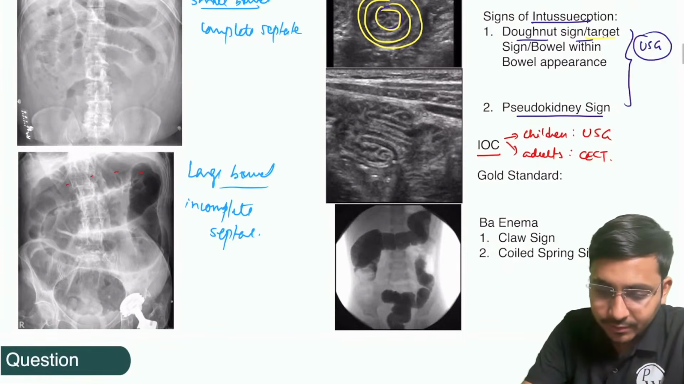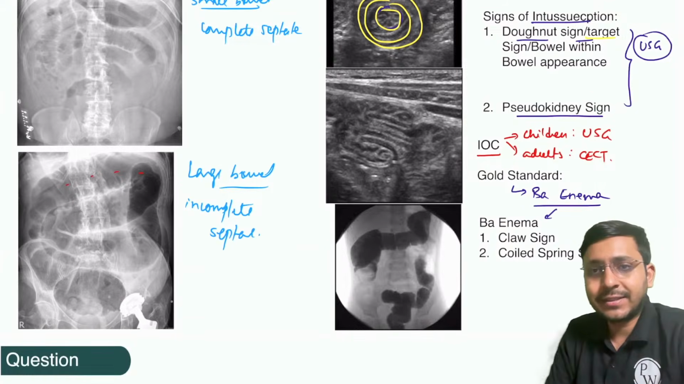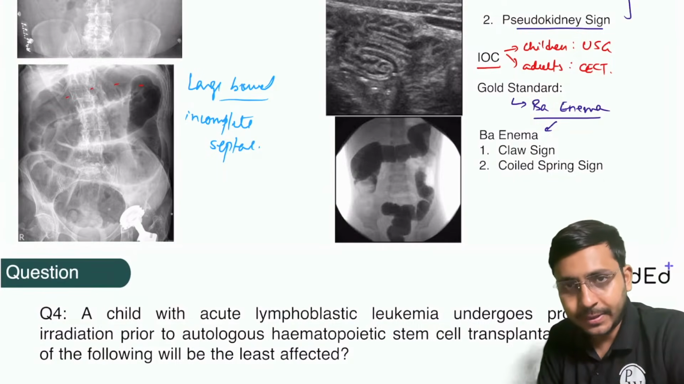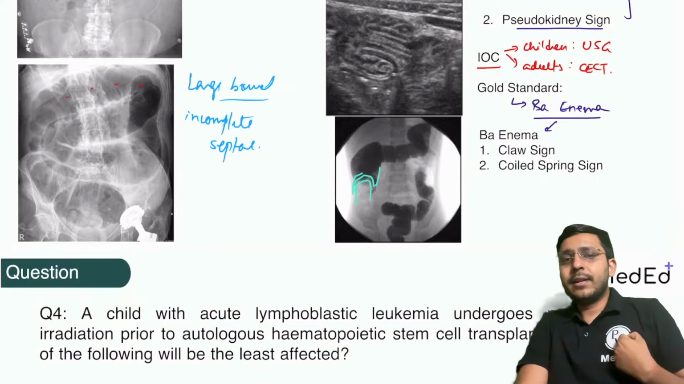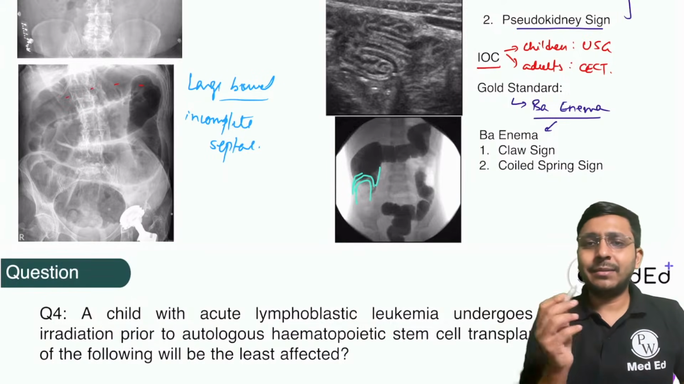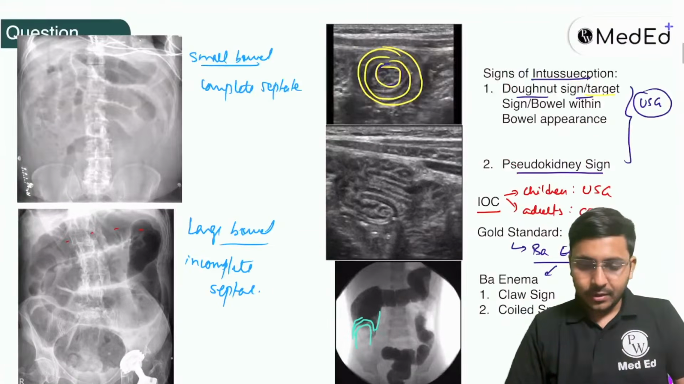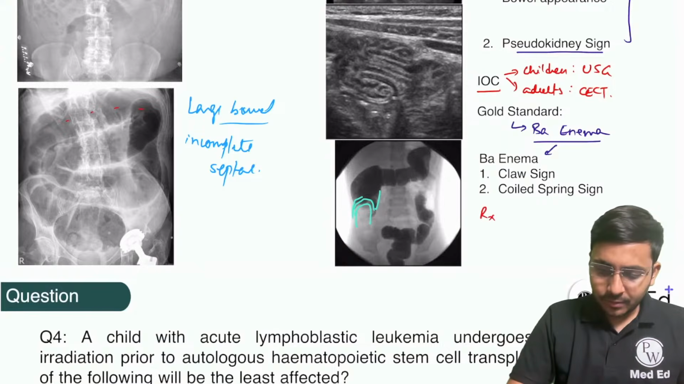Now the gold standard for intussusception is barium enema, and on barium enema you get the following signs: claw sign and coiled spring sign. So the part where the bowel is within the bowel, when you put in a rectal contrast, it shows like a claw, right? So this is a claw sign on barium enema, and similar to it, it's a coiled spring sign, right? So easy peasy. Now tell me, what is the treatment of intussusception?